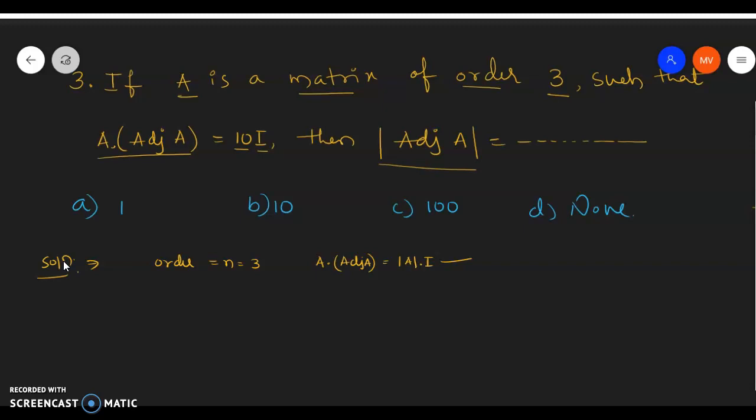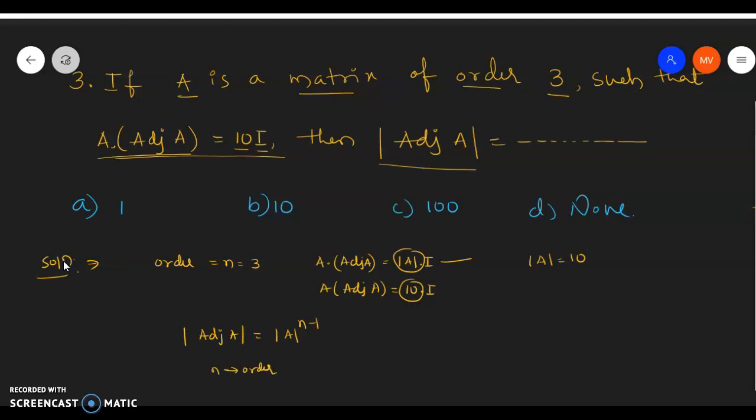So by comparing with this, what happens? A into adjoint of that matrix is equal to what he has given, 10 times I. So by comparing, we will get the determinant of A value. Determinant of A will be 10. And also we know that determinant of adjoint of A is always equal to determinant of A to the power n minus 1. That is, here n will be what?